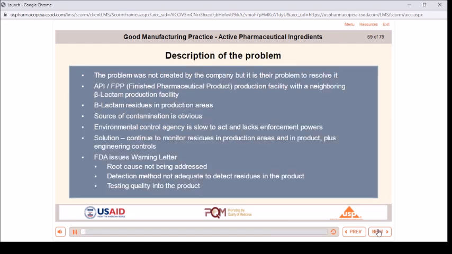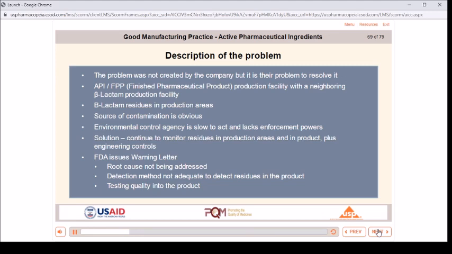In this particular case, the problem was not of the company's making, but nevertheless it fell to the company to address the problem or stop manufacturing. It involves an API FPP, finished pharmaceutical product, manufacturer located next to a large beta-lactam manufacturing plant.